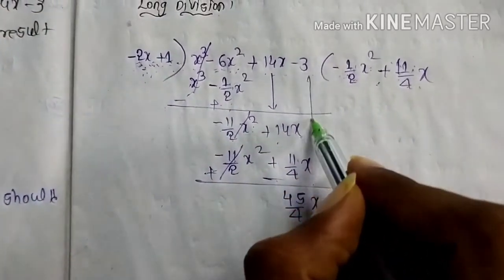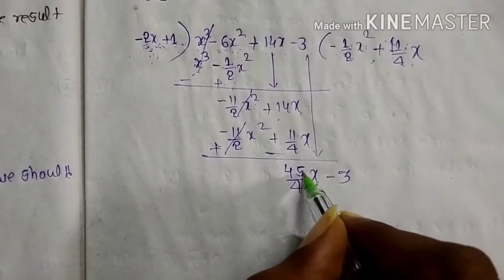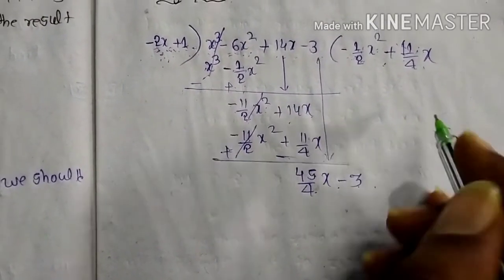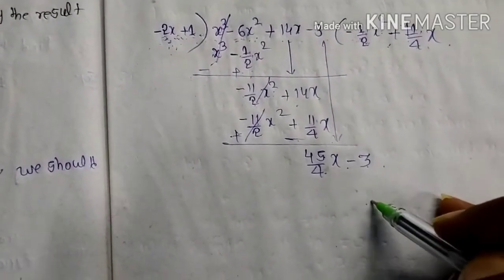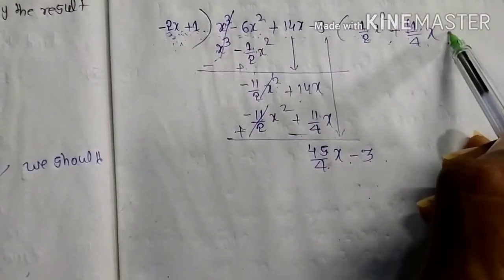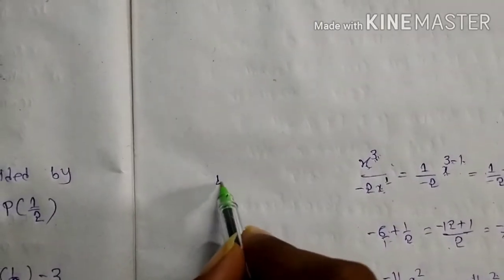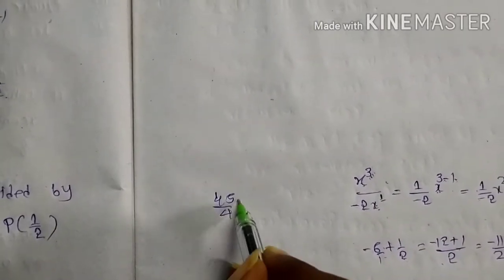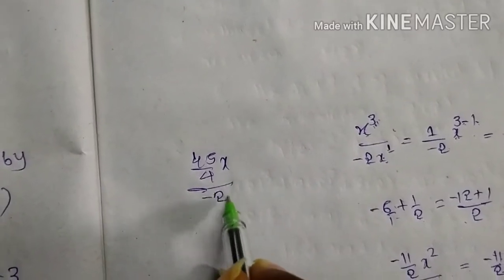Now you can take another term which is available in the dividend. See, minus 3. Yes or no? 45 by 4x minus 3. You need to find one more term. You need to divide until the remainder is equal to 0 or less than the given degree. To find the next term, just divide 45 by 4x with minus 2x.